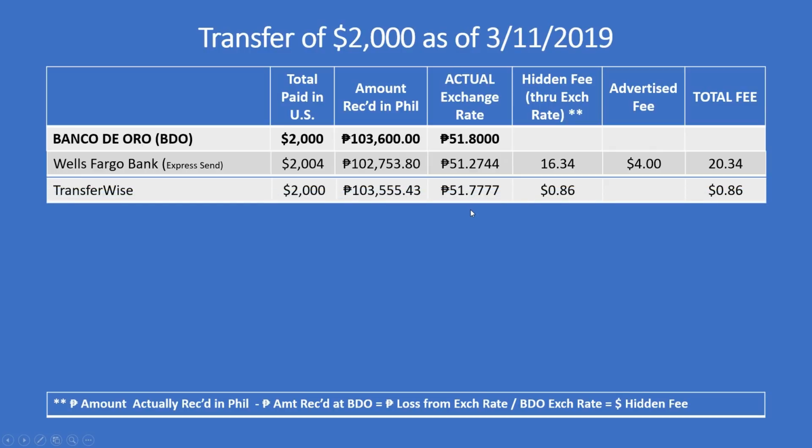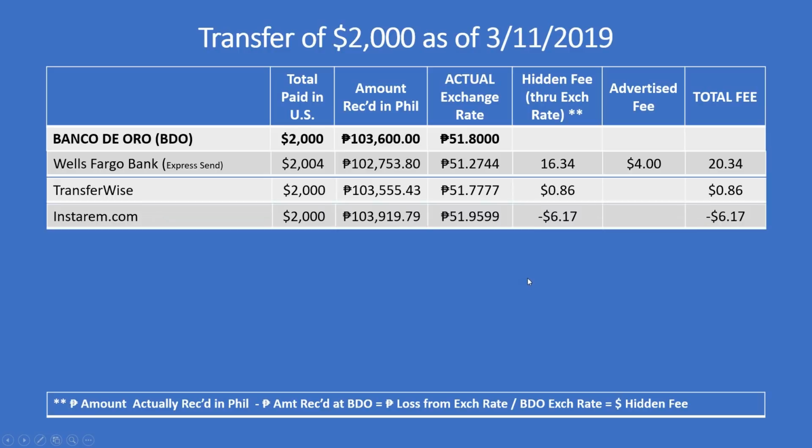Now, look at the next one, for example. TransferWise. You don't have to pay the money fee, $2,000, and they will send you 103,555 pesos, fairly close to this BDO amount. That will give you a rate of 51.777, higher than Wells Fargo, but slightly lower than Banco de Oro. In effect, TransferWise is only charging you a fee of 86 cents. All right. Next thing is Instarem.